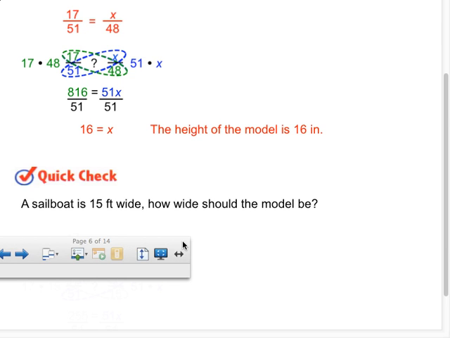Who's got the answer? Who's got this proportion? Somebody I haven't heard from yet would be nice. Jonathan, take a guess. What would your proportion be? Who can explain to Jonathan the steps?